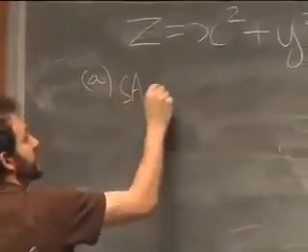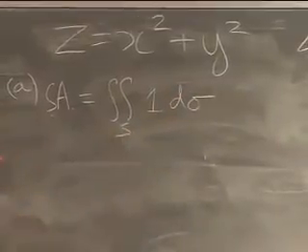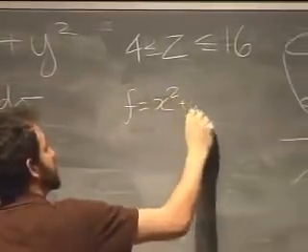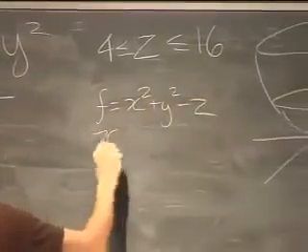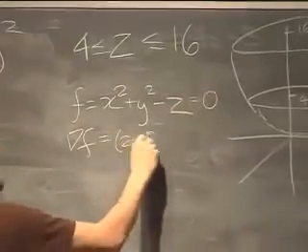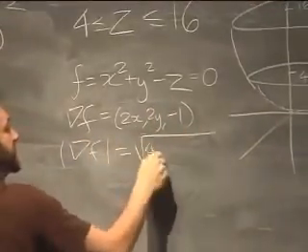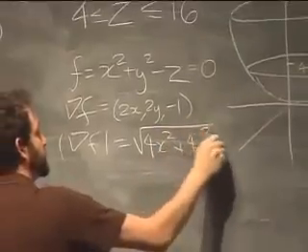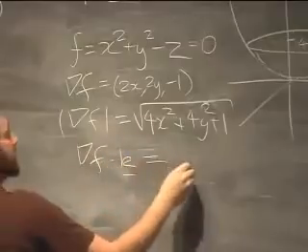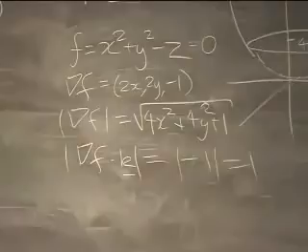So surface area is the double integral of 1 d sigma over S. And so we're going to, again, let f be equal to x squared plus y squared minus z, and that's supposed to equal 0. And once again, grad f is 2x, 2y, minus 1. And its length, this is just a duplication, is the square root of 4x squared plus 4y squared plus 1. This is a very familiar sight here. The k coordinate is just minus 1, and its absolute value is 1. So this is just replicating what we did before.